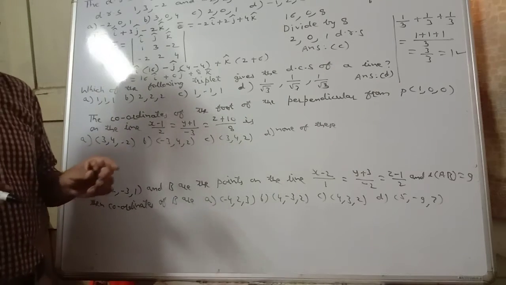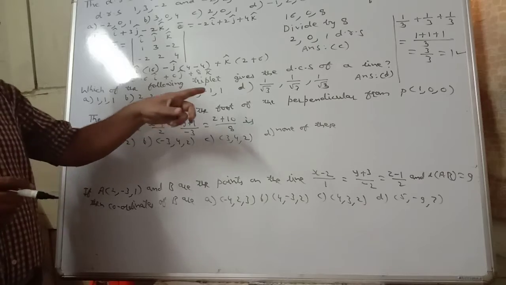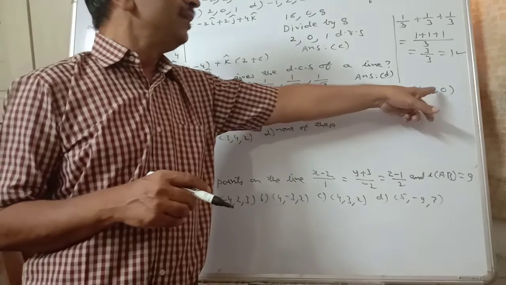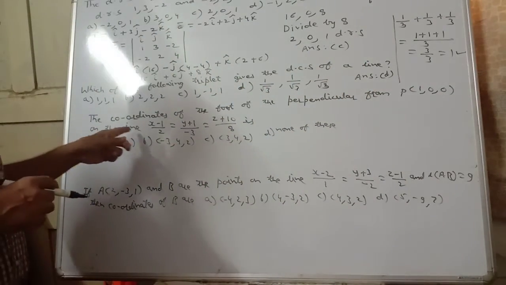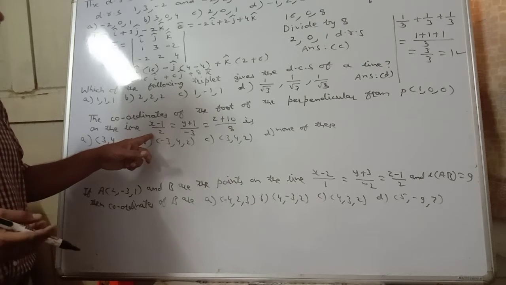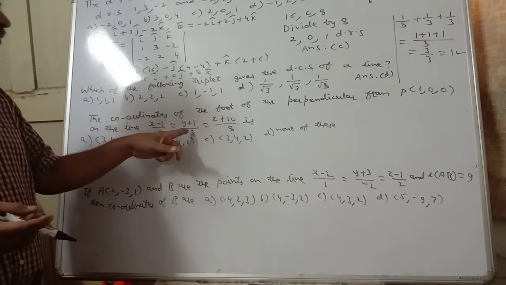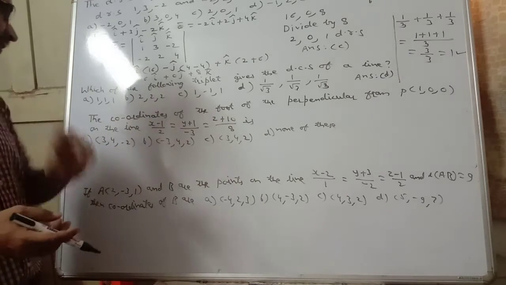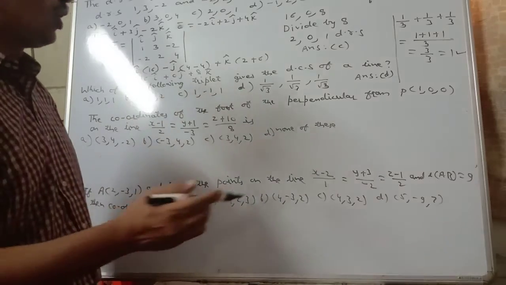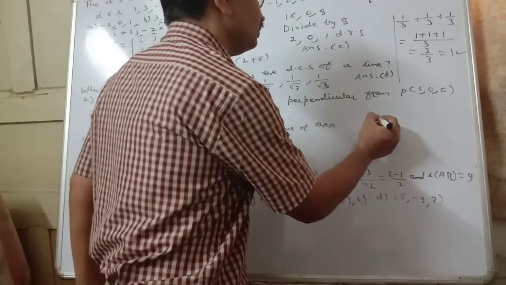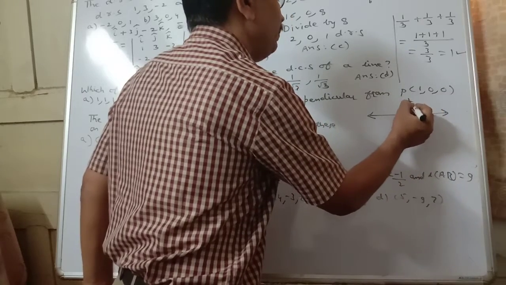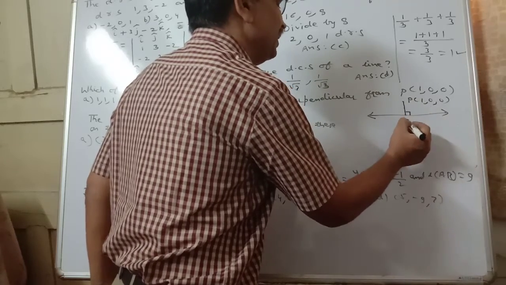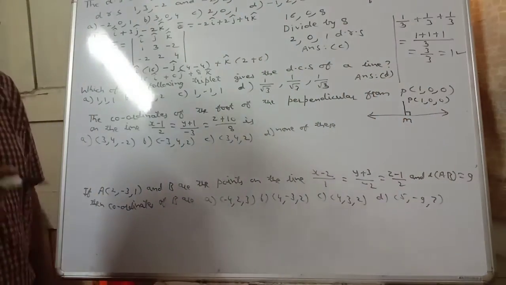Now next example. The coordinates of foot of the perpendicular from point P 1, 0, 0 on the line x minus 1 upon 2 is equal to y plus 1 upon minus 3 is equal to z plus 10 upon 8 is. So we have to find coordinates of foot of the perpendicular. Point P is given. From that we have to draw perpendicular to the line. Suppose point M is foot of the perpendicular.